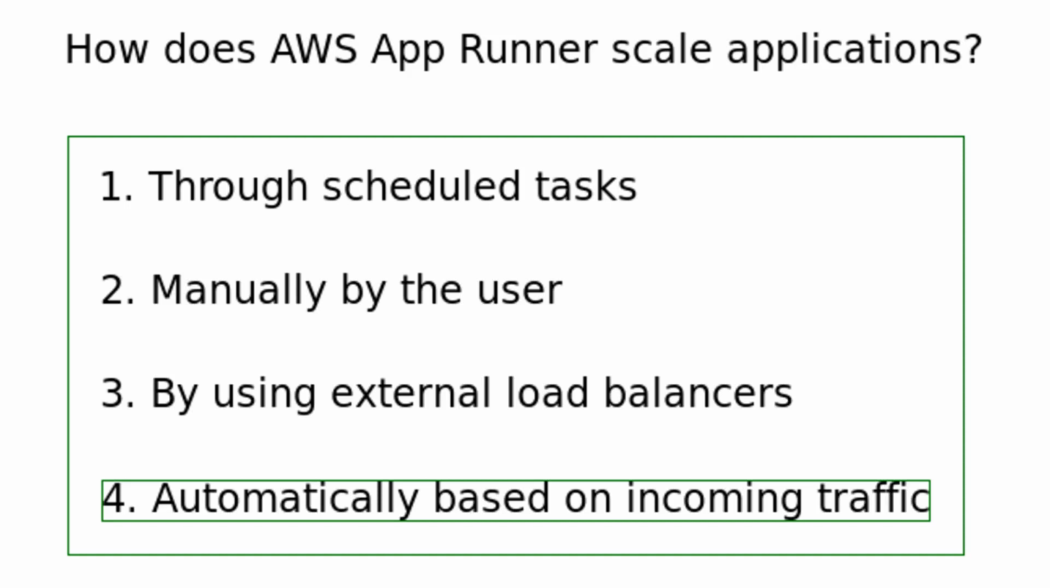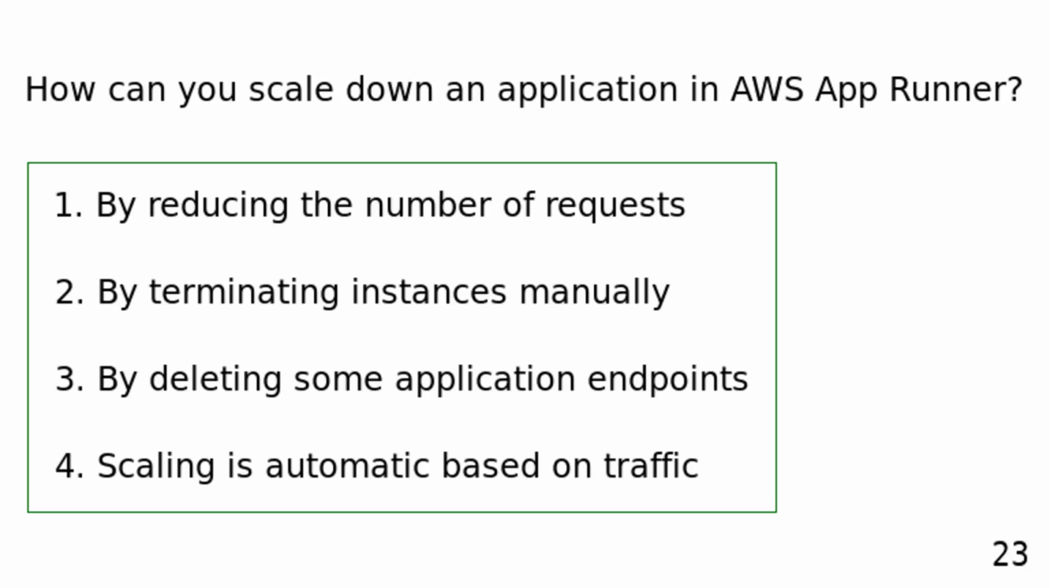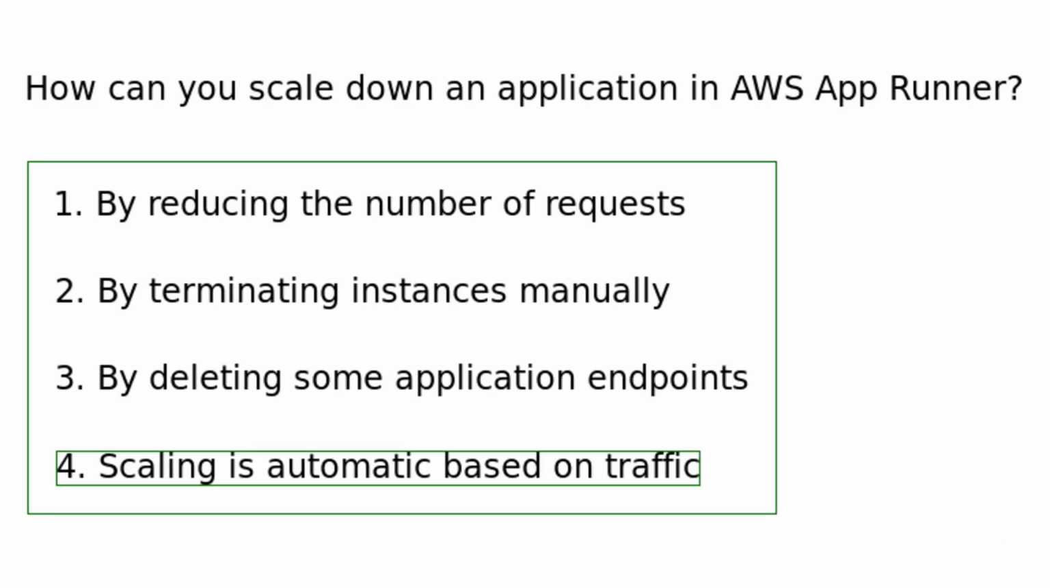How can you scale down an application in AWS App Runner? By reducing the number of requests. By terminating instances manually. By deleting some application endpoints. Scaling is automatic based on traffic. AWS App Runner automatically scales down the application based on the reduction in incoming traffic.